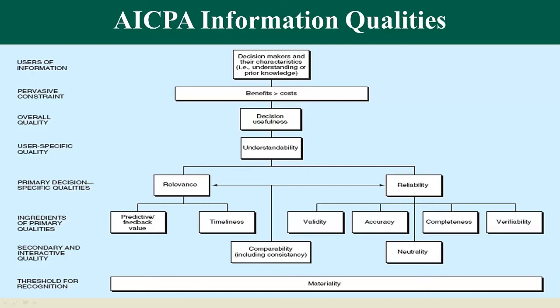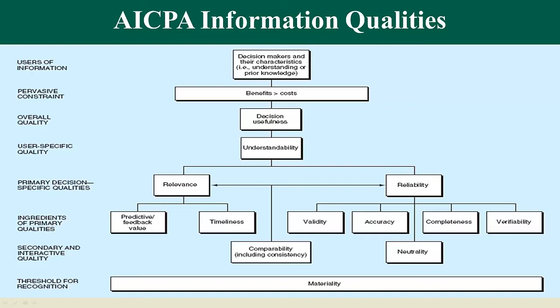Next is the pervasive constraint of cost-benefit. If the information is so expensive to produce in acquiring and processing the data into information, then there's no reason to produce that information. Then come usefulness and understandability. These take us back to the decision maker. What do they plan to use the information for? What's their goal or objective? What do they understand about the underlying business process they want this information for?